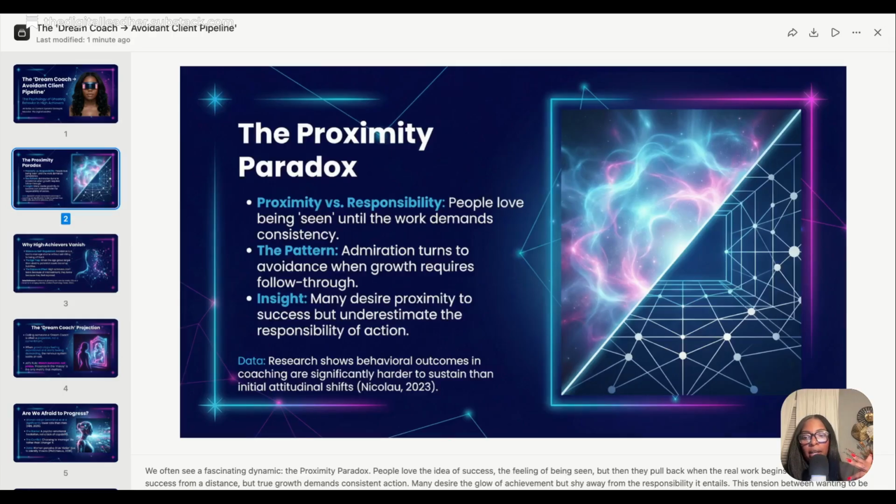It's more like, are you digging deep on some of the concepts that you are creating content about? Are you digging into the concepts? Are you becoming a practitioner? You know what I mean? But the insight is, too many desire proximity to success, but underestimate the responsibility of taking massive, audacious action. We want proximity more than we want the progress.